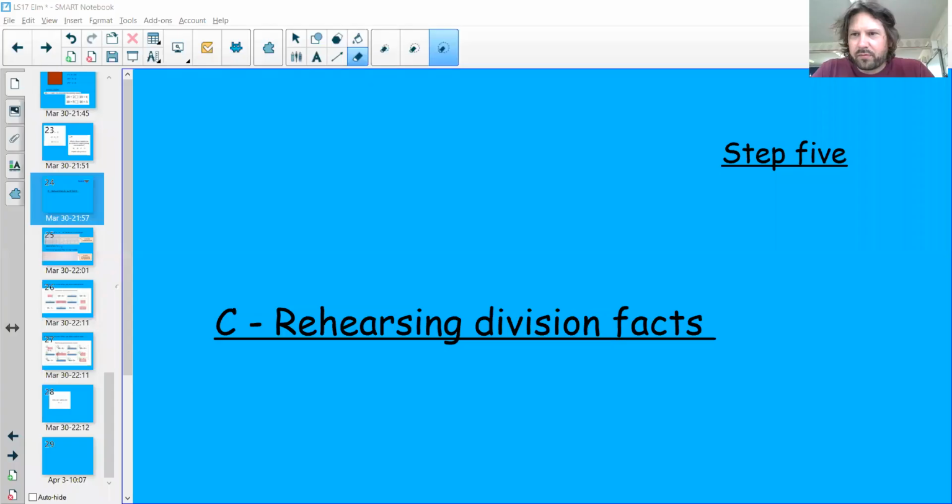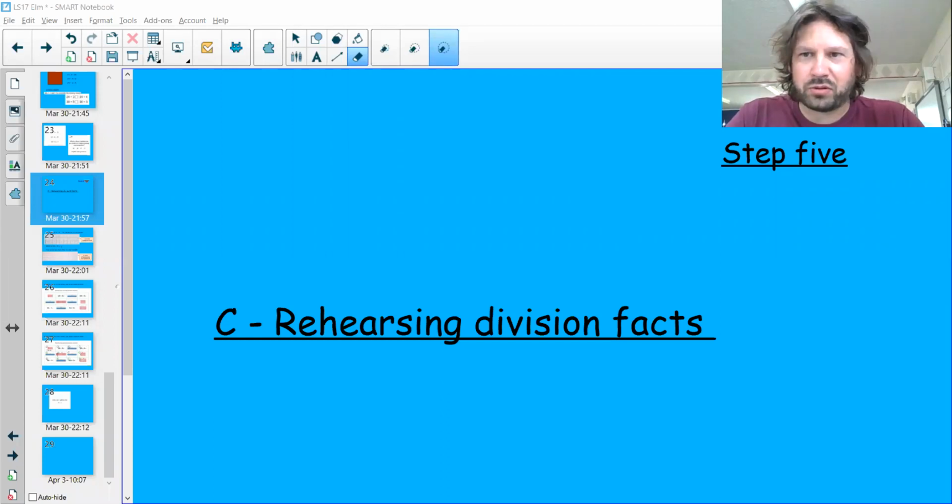In maths, we're continuing with our models, our arrays, but we're also looking at bar models today. So, without further ado, let's get started. We're going to be rehearsing division facts, but we're also going to be looking at those bar models, like I said, and we haven't really touched upon those yet.